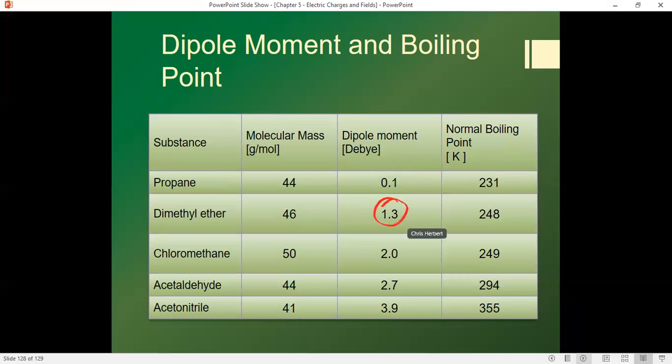As we increase the dipole moment, dimethyl ether has a higher boiling point, even though it has about the same molecular mass. Chloromethane, as we saw, has a very large dipole moment, so its boiling point is also slightly higher. And here's acetaldehyde, okay? Same as propane, but its large dipole moment is going to make its boiling point very high.